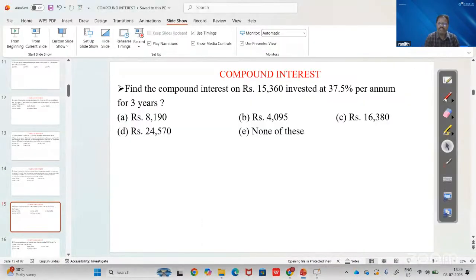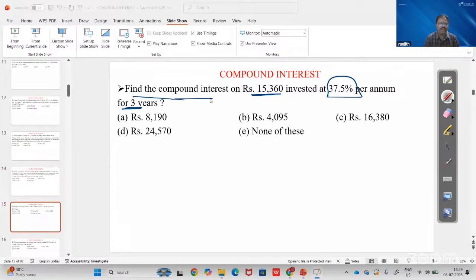Find the compound interest on rupees 15,360 invested at 37.5% per annum for 3 years. So we need to find out compound interest 15,360. So we discuss net effective rate, but net effective rate we can't find out for 3 years. So this question is solved by ratio method.